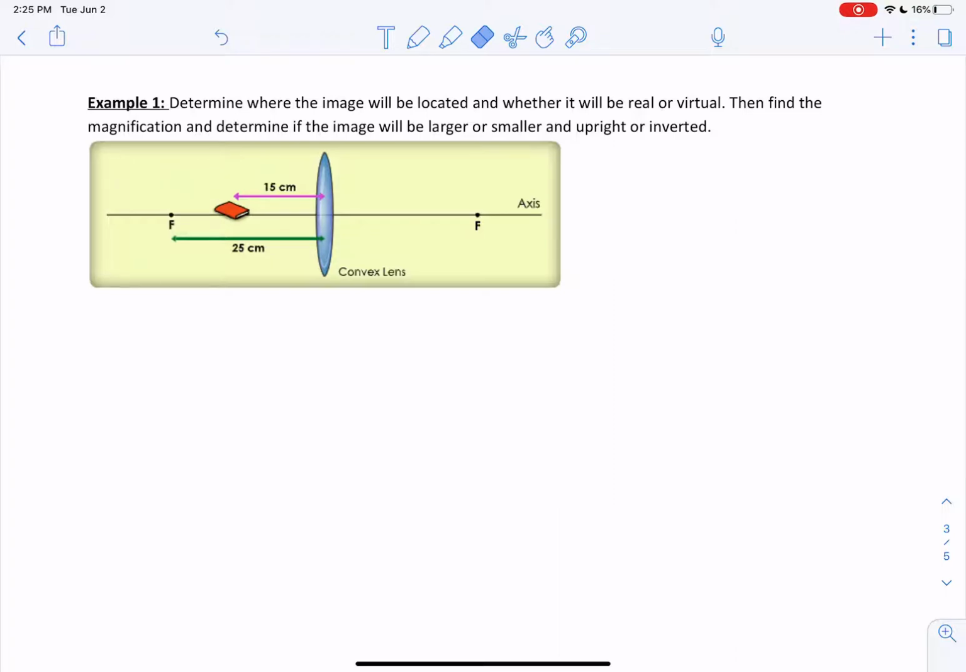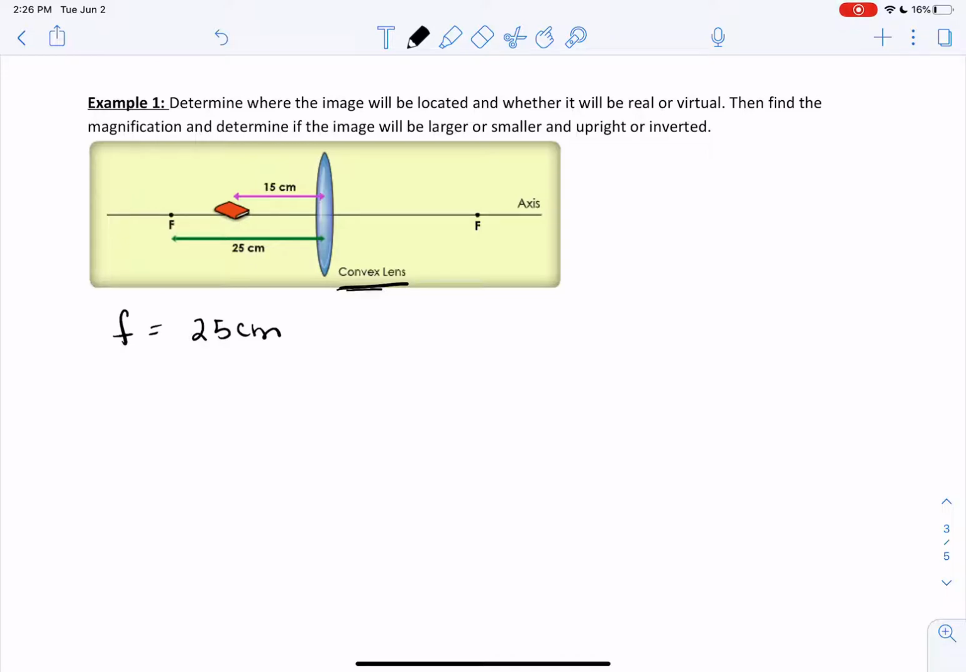All right. We are going to determine where the image will be located and whether it will be real or virtual. Then we're going to find the magnification and determine if the image will be larger or smaller, upright or inverted. So we have this picture here, and we know this is a convex lens. So let's get started. First thing we want to notice is that our focal point is 25 centimeters. But we have to check, is that positive or negative?